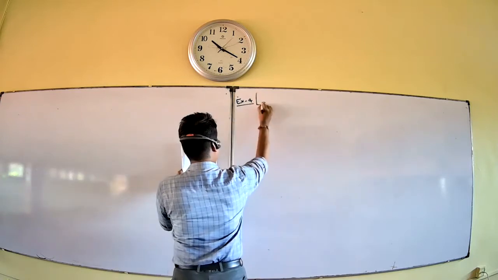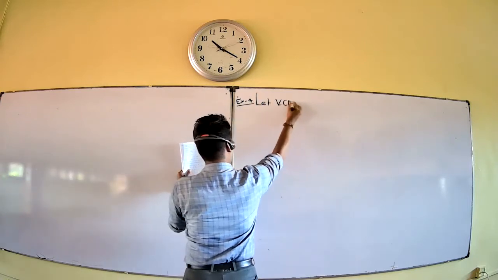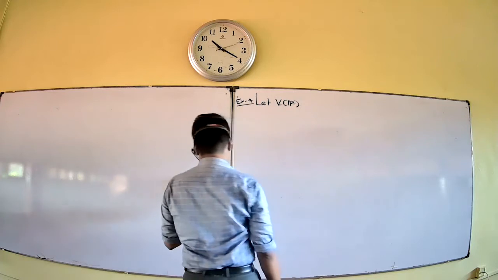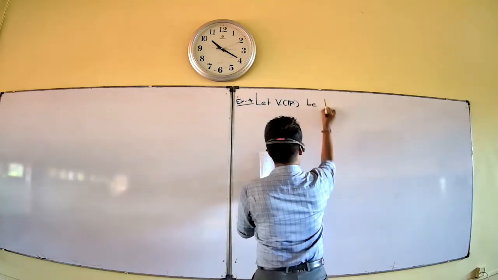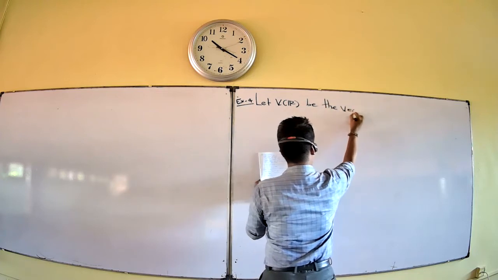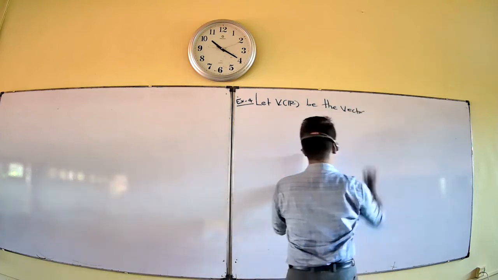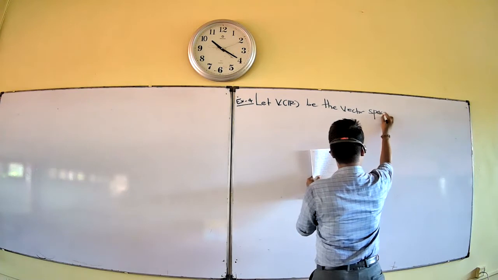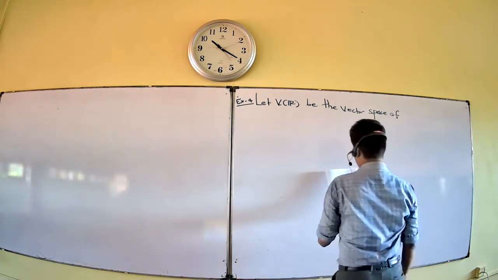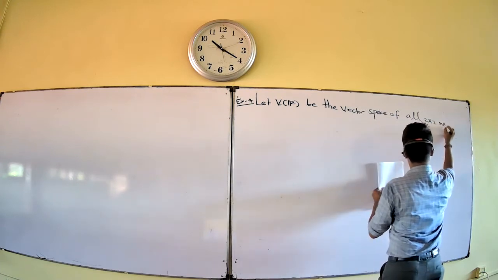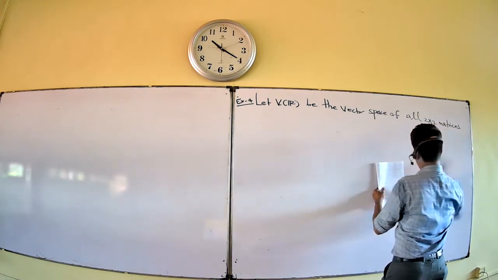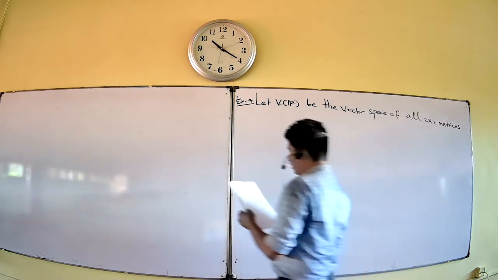Let V be the vector space of all 2 cross 2 matrices over the real numbers.